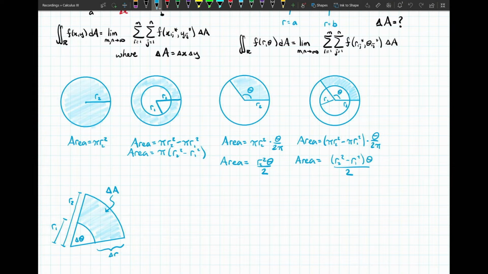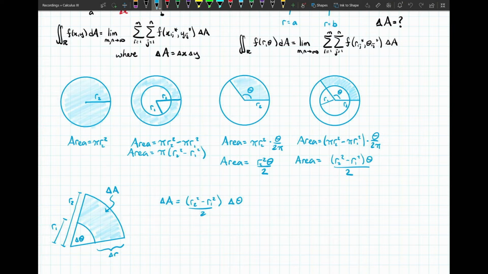How do we get delta A? Using the formula we just came up with, delta A is equal to r2 squared minus r1 squared times theta, and that angle here is labeled as delta theta, all over 2. We can see that delta A at least now has some relationship with delta theta. But what about this r2 squared minus r1 squared?